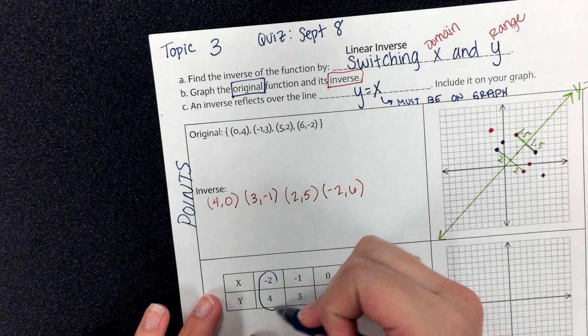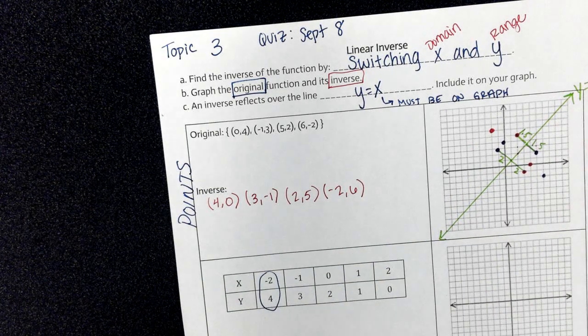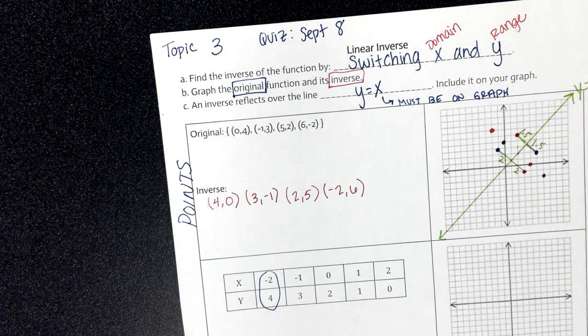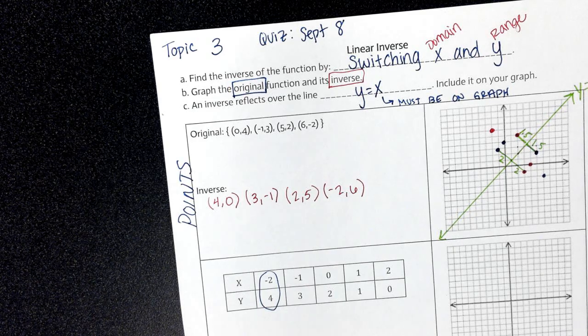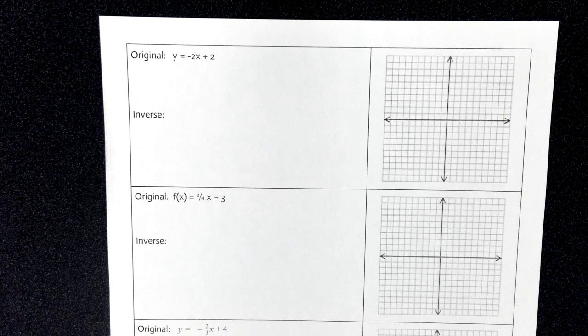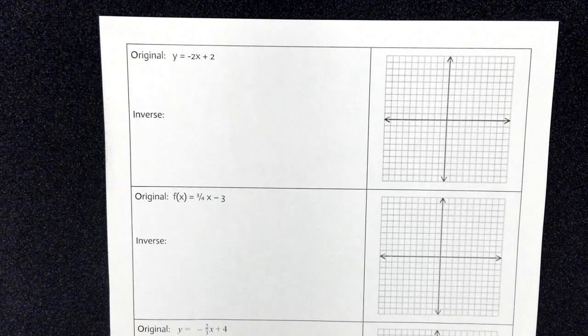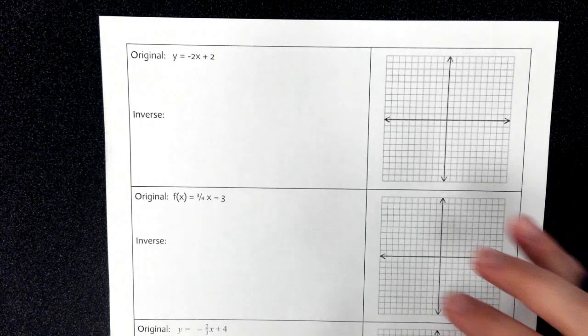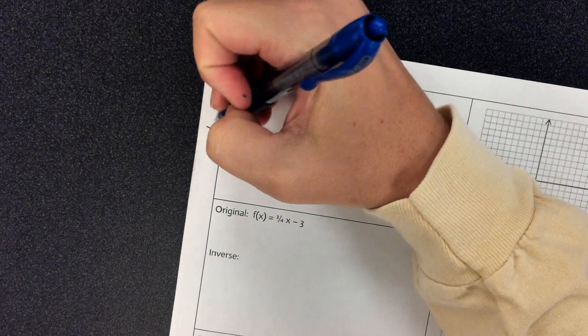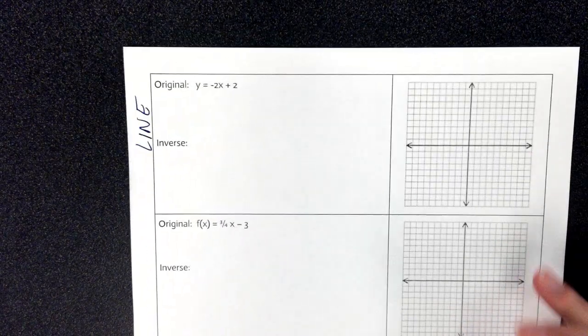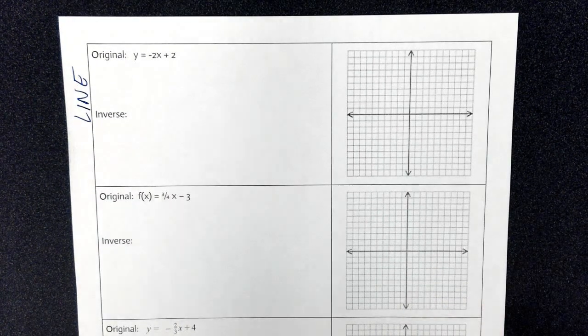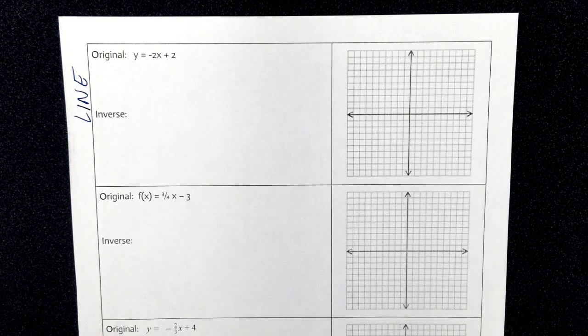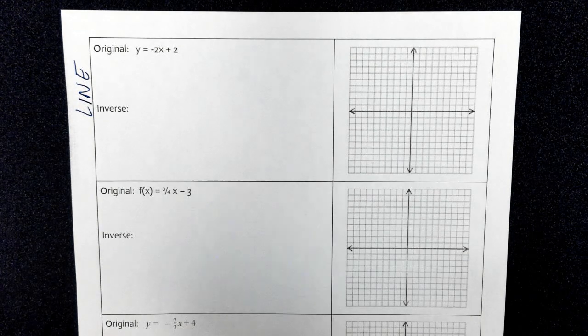-2, 4. This right here is my first point, okay? So, original with your regular pencil, inverse with your colored pencil. Now, flip over to the back, okay? What do you notice is different about the back of this paper? It's an equation, which means that this is now a line. So I might have to put points on my graph, but I will connect them because it's a line, okay?